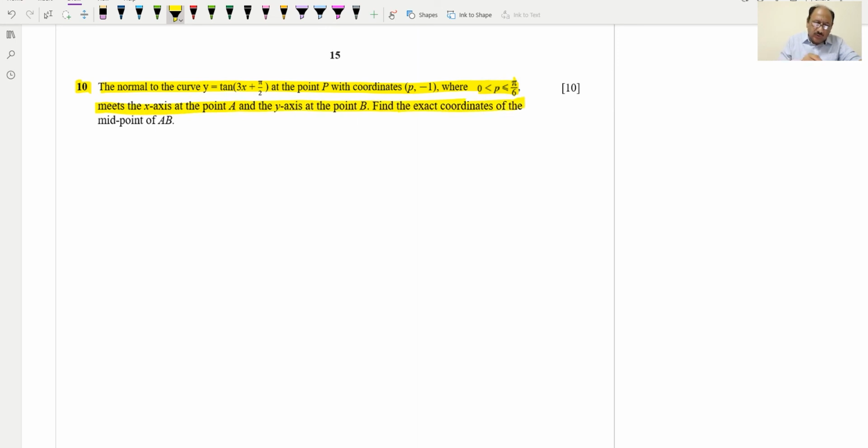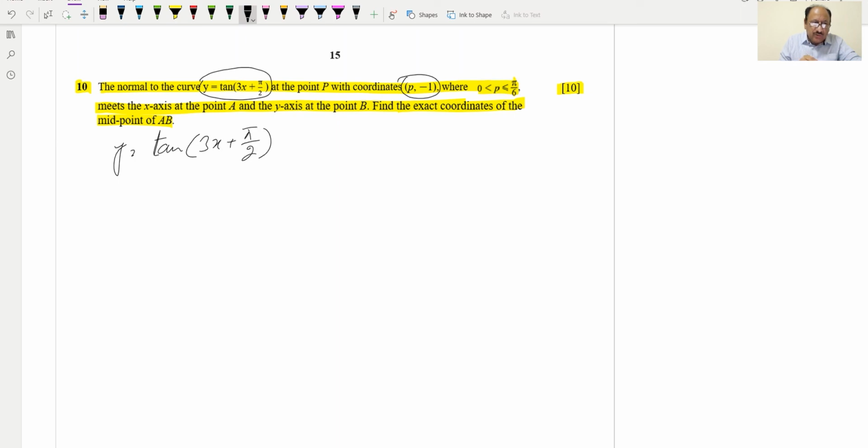Find the exact coordinates of the midpoint of AP, and this is a 10-mark question, a huge question. So we'll take the equation which is given, the normal to this curve, and we will be putting this point, because this point is on this curve. So y is equal to tan of 3x plus pi by 2.